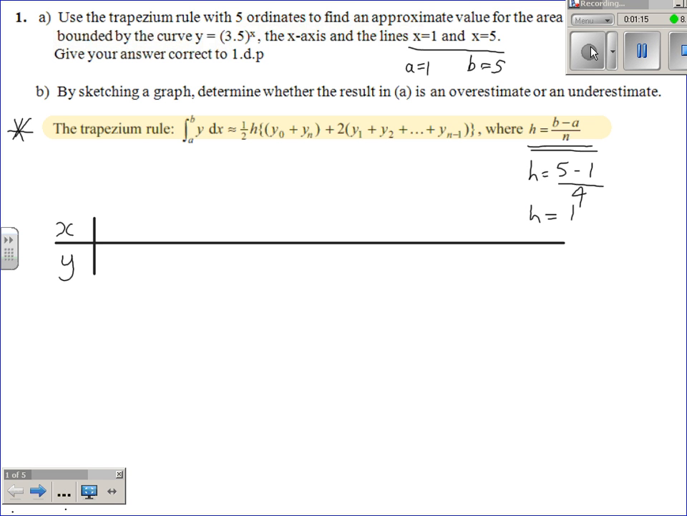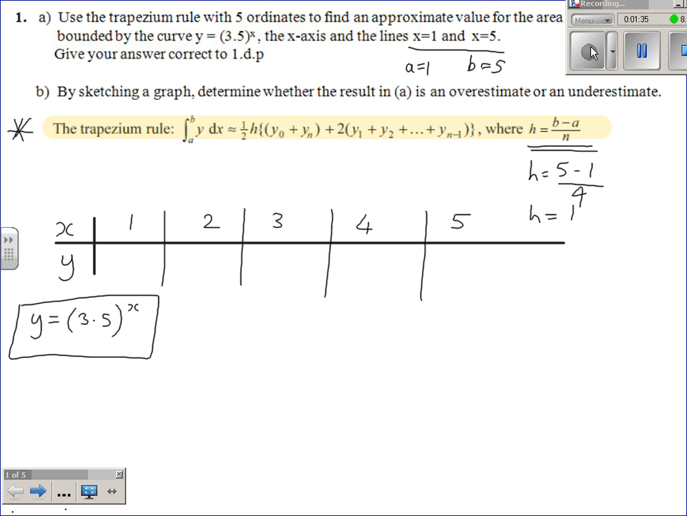So start with your lower value of x. You've got 1, add on 1, so h, so 1 plus 1 is 2, add on 1 again, and again, and again. And we're going to find the corresponding y values. You're given in your question that y is equal to 3.5 to the power of x. So when x equals 1, you've got 3.5 to the power of 1. When x is 2, you've got 3.5 squared, then 3.5 cubed, 3.5 to the power of 4, and 3.5 to the power of 5.